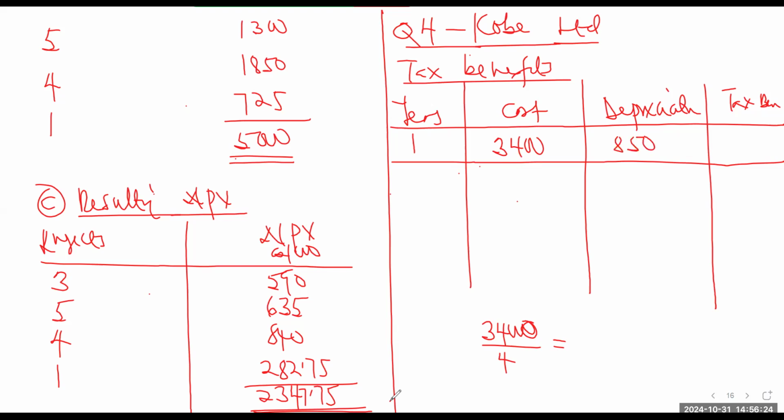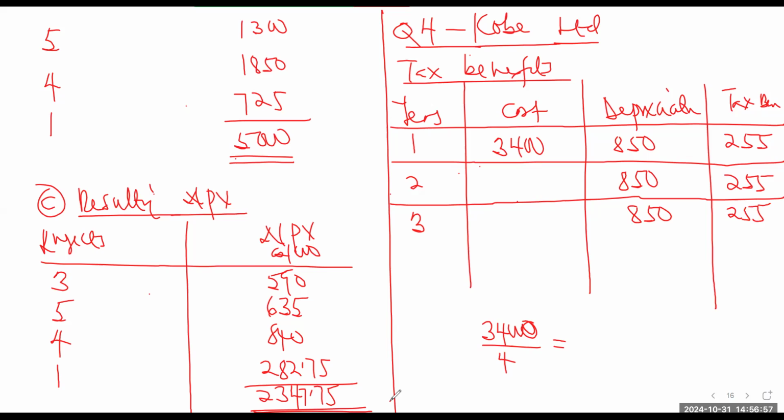So what is the tax benefit on that particular amount? 255. So we have 255. Year 2, we are still going to be there. This figure will still be 850 because it is straight line, isn't it? Yes. Year 3 will also be the same thing. So year 3, this will also be 850. Then this will now be 255, isn't it? Yes.